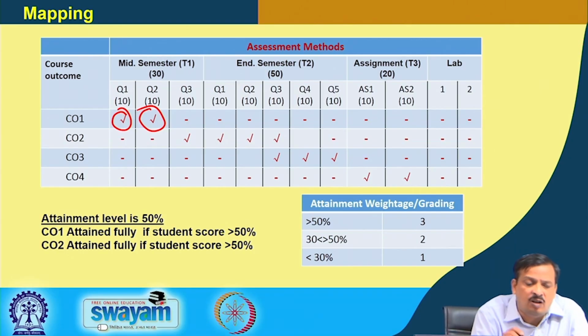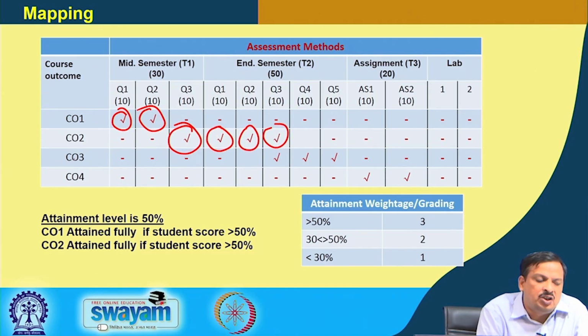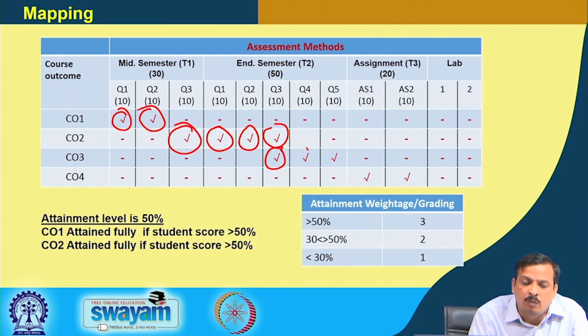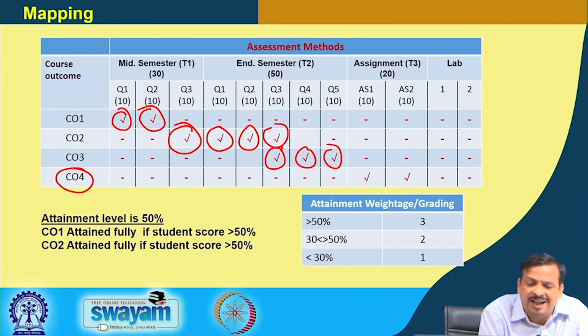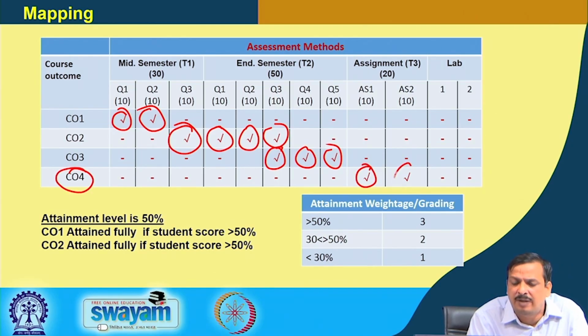CO2 is tested on mid-sem by question number 3, end-sem question number 1, 2 and 3. CO3 is tested on end-sem question number 3, 4 and 5. And CO4 is tested on assignment 1 and assignment 2.